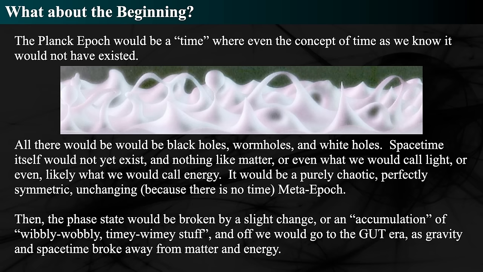If there's a tiny, tiny, tiny phase state, then there would be this tiny change and then accumulation of some wibbly-wobbly, timey-wimey stuff, and then you go off to the GUT era, and gravity breaks away, and boom, all of a sudden everything occurs. Prior to that, there wasn't even a thing called time, so we really don't even know if there is a thing called time, or even if time equals zero as a concept has any meaning.